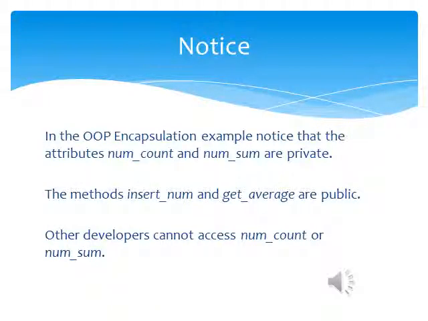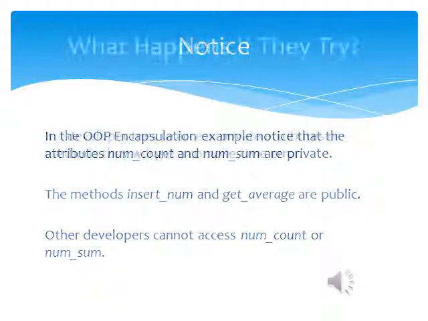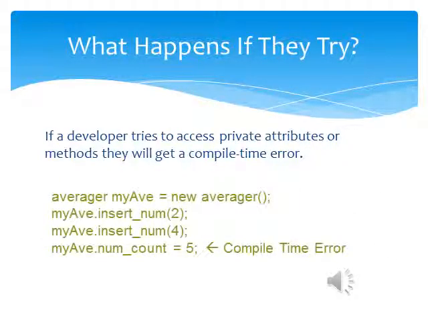In the OOP encapsulation example, notice that the attributes numCount and numSum are private. The methods insertNum and getAverage are public. Other developers cannot access numCount or numSum. If a developer tries to access private attributes or methods, they will get a compile time error.